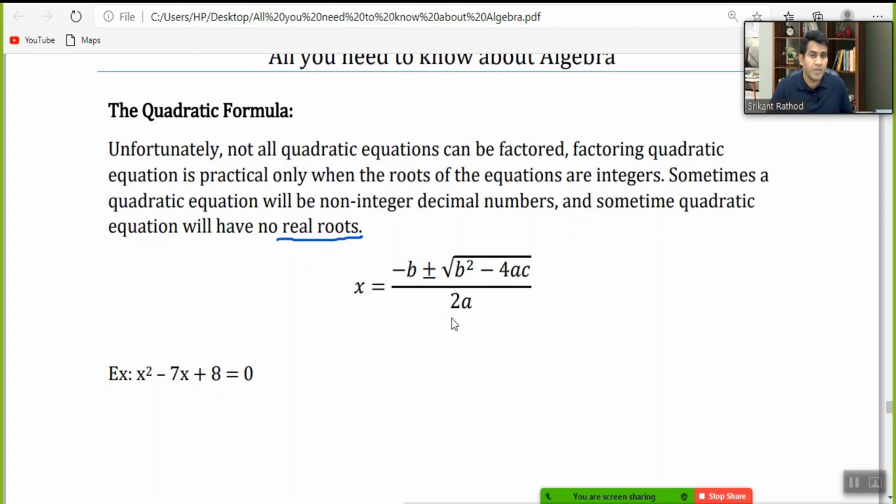whole divided by 2a. Okay, so this is the formula which has been written based on the general expression ax square plus bx plus c equal to 0, where a, b, c are constants. A is the coefficient of x square, b is the coefficient of x, and c is the constant term. So based on that, this is how we follow that equation, right?